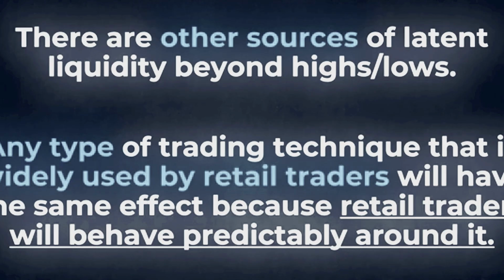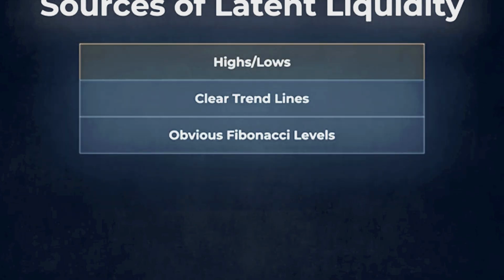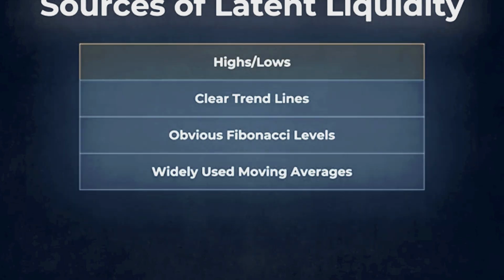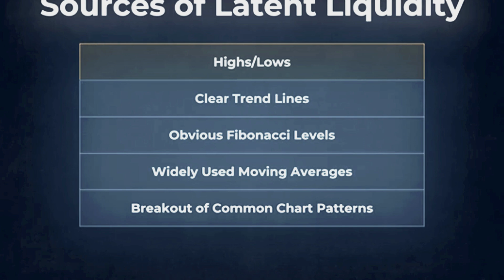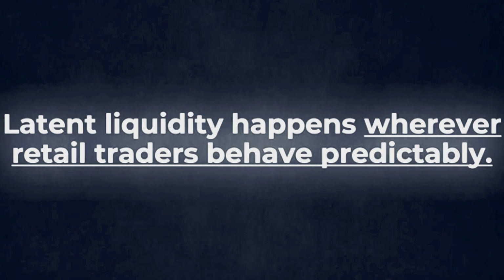So beyond highs and lows, techniques like clear trend lines, obvious Fibonacci levels, widely used moving averages, breakouts of common chart patterns, and even psychological levels in the market can be subtler sources of liquidity beyond highs and lows. Latent liquidity happens wherever retail traders behave predictably. In that sense, latent liquidity is not a feature of market structure exactly. It's a phenomenon that emerges from the predictable behavior of retail traders.